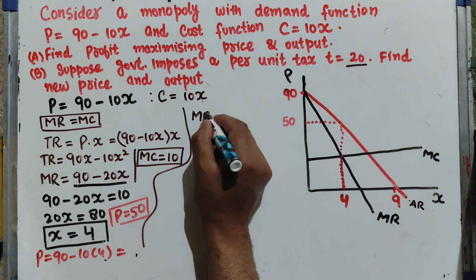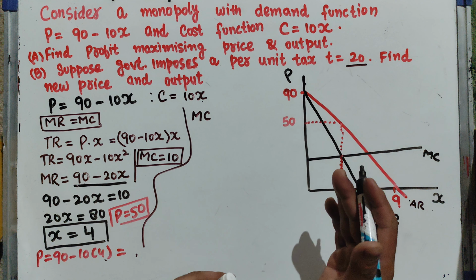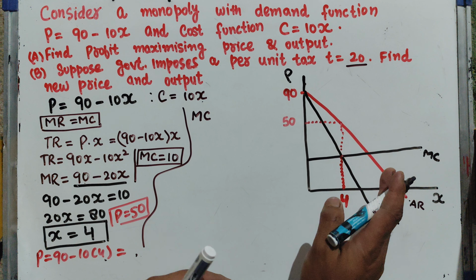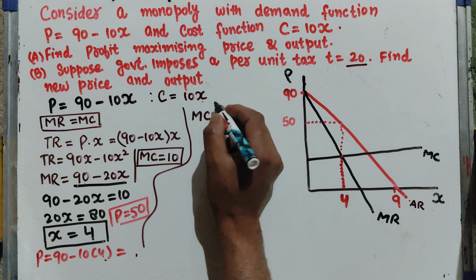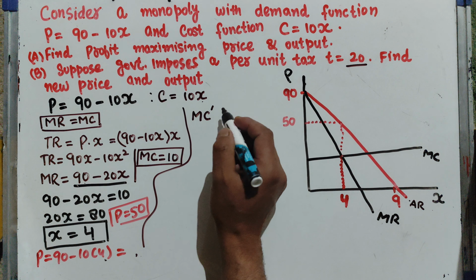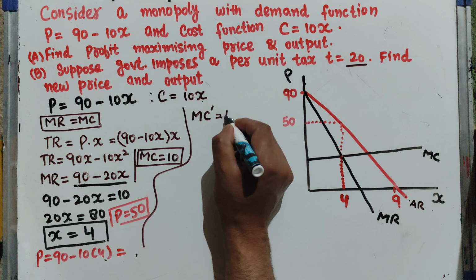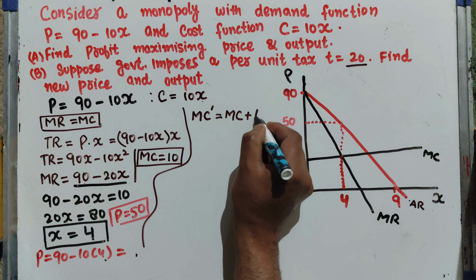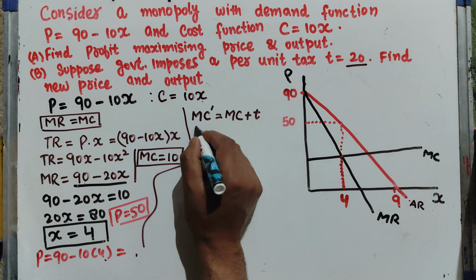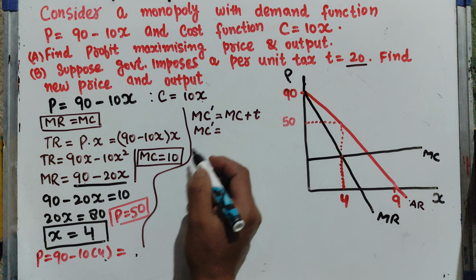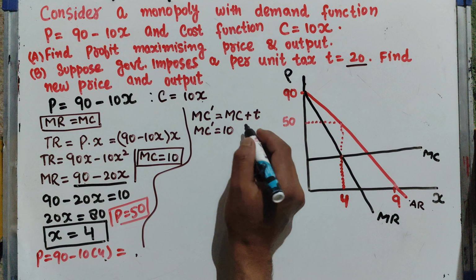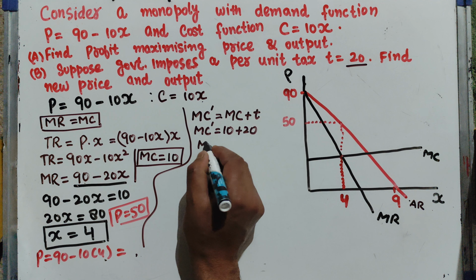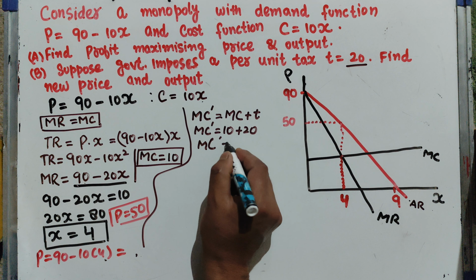When a per unit tax is imposed on the monopolist, his cost of production will increase. That means marginal cost will increase. So new marginal cost, let us denote it by MC prime, will be equal to the old marginal cost plus the tax, which is 20. Initially the marginal cost was 10 and here we have 20 new, that is the tax. So our new marginal cost will be equal to 30.